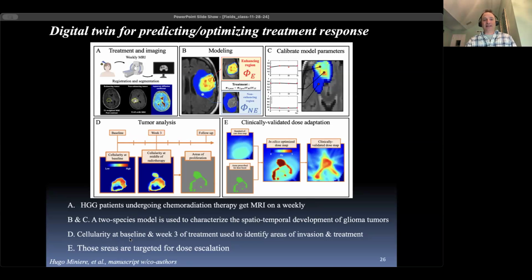And then item D here, this is cellularity at baseline. And then at week 3, you use your model or whatever method you want to figure out where the areas of high proliferation are going to be. And then we try to target those by boosting the radiation dose to those areas right there.